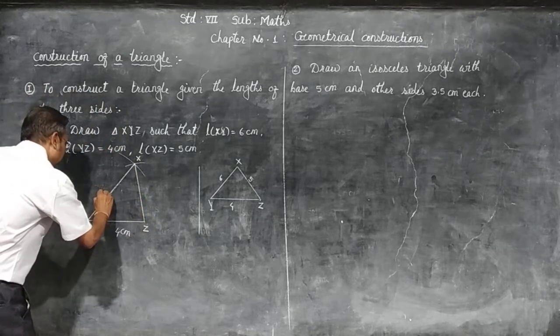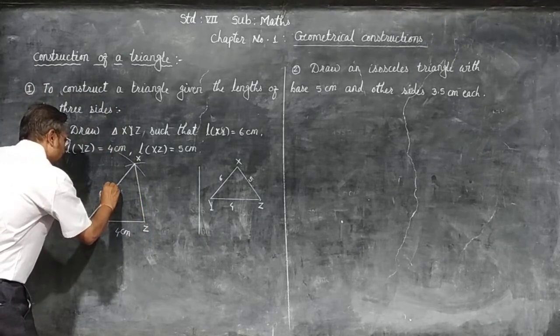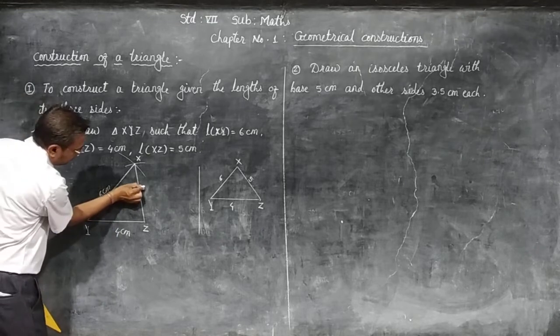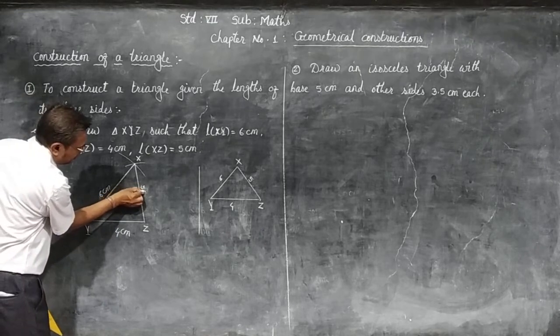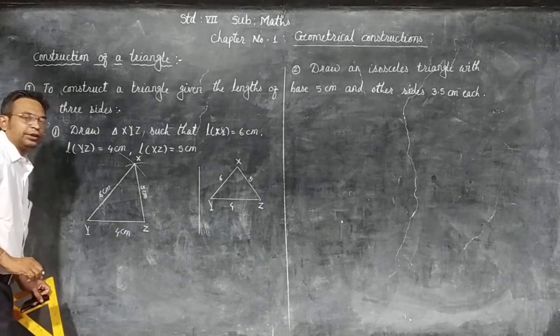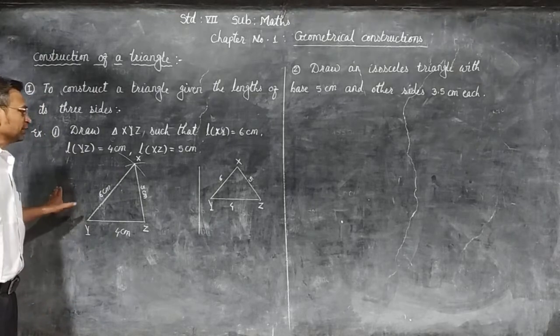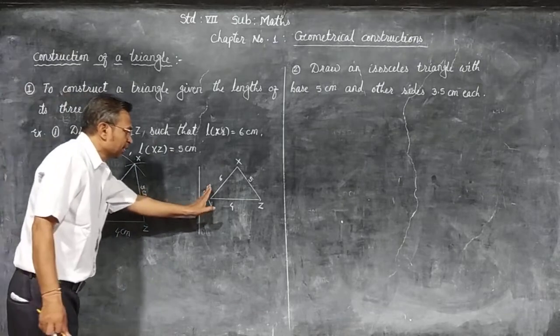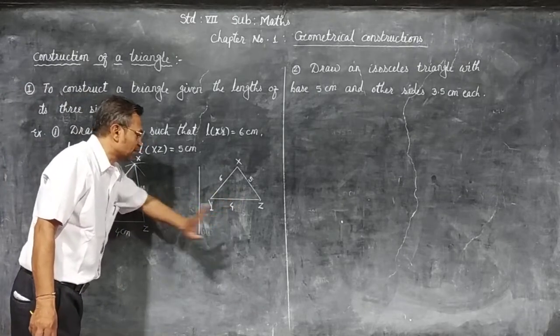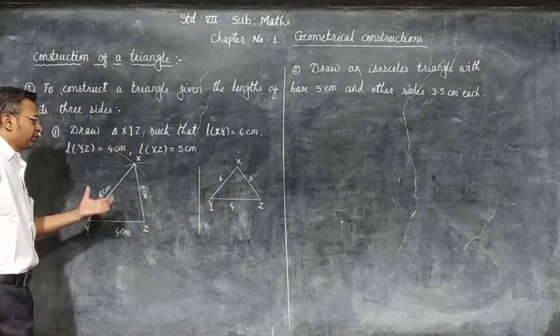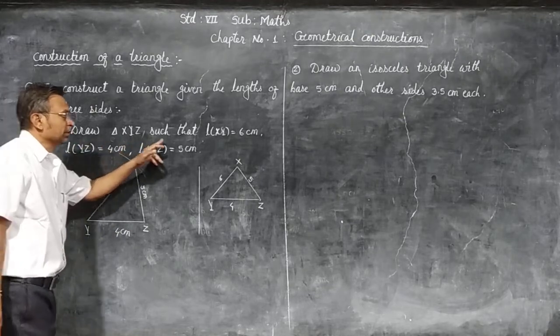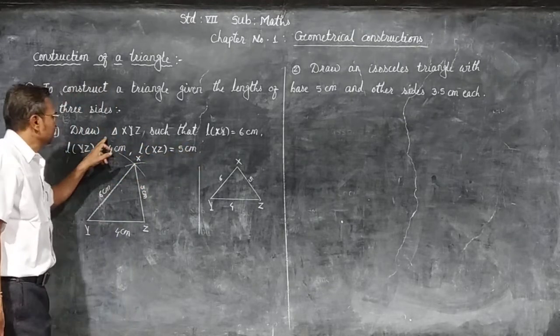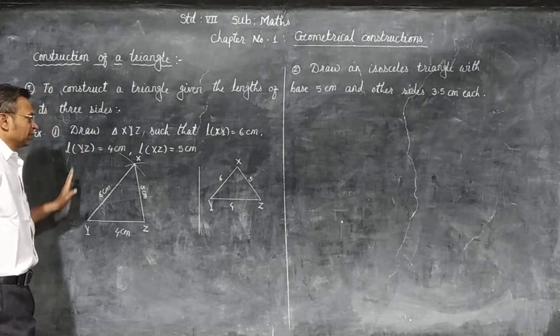This is 6 cm and this is 5 cm. Are you getting? It is very easy. First draw a rough diagram and then by observing the rough diagram, draw the fair diagram by the given conditions or by the data given in the example. It is very easy.